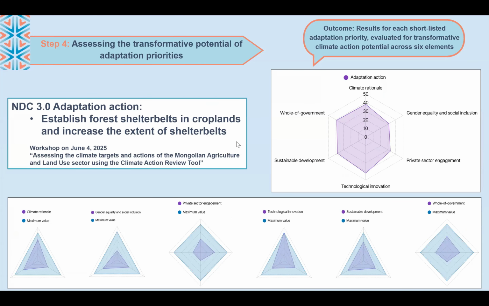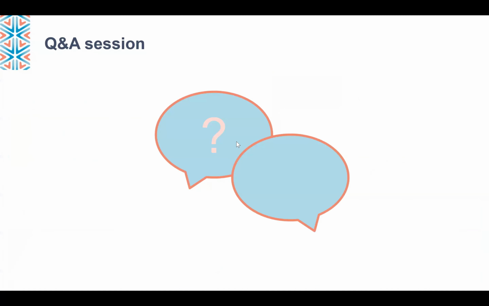This is my last slide. This is about an example adaptation action, establishing forest shelter belts around arable farming. You are also seeing these 6 elements of the climate action review tool, which were also responded to by the workshop participants through the 20 indicators. You are also seeing the overall score of this transformative climate action as defined by Mongolian stakeholders. So I think that's my last slide. Yeah, thank you.